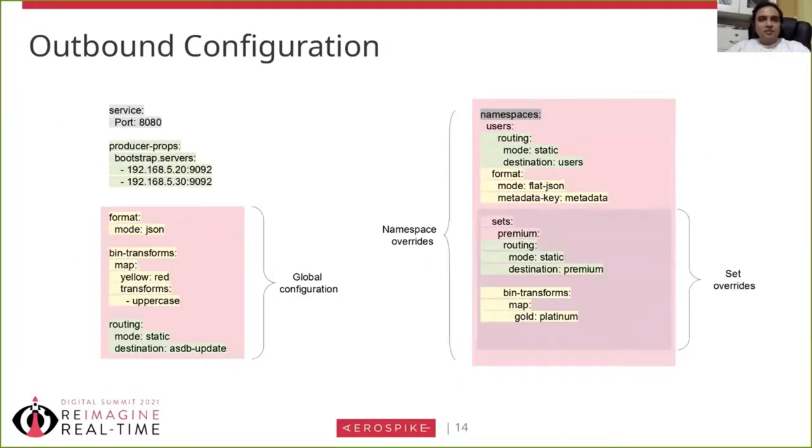Next, what we do is look at Aerospike outbound connector configuration. What you see on the screen is a minimal configuration for streaming data into Kafka from Aerospike. The green sections control routing, the yellow sections control transformation, the magenta sections control configuration mapping. All our outbound connectors follow the same structure of configuration.